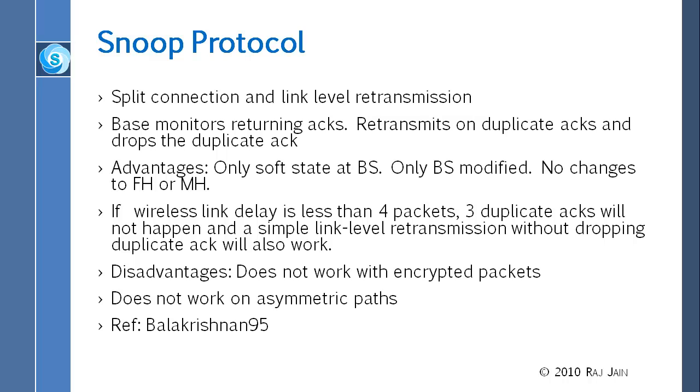If the wireless link delay is less than 4 packets, 3 duplicate ACKs will not happen. And so suppose somebody wants to just send 2 packets. Some TCP connection, which is very common, by the way, in web applications. You send a request, you get a response, and done. Right? And if this is only 2 packets, then you get the first packet and the second packet gets lost. There is no duplicate acknowledgement as such, because there is nothing to acknowledge. And so what do you do with this thing? So that is a problem.